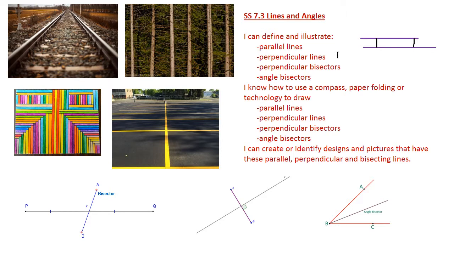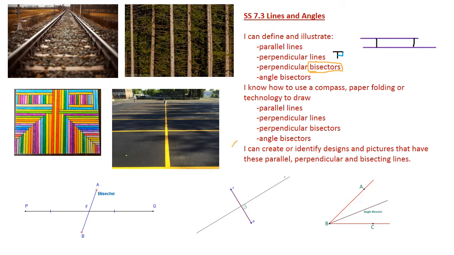Perpendicular lines, think of that as a T. They meet at an exact 90-degree angle. And this next word, bisector, bi means two. Sector is like section. So a perpendicular bisector is going to divide something up into exactly two sections.